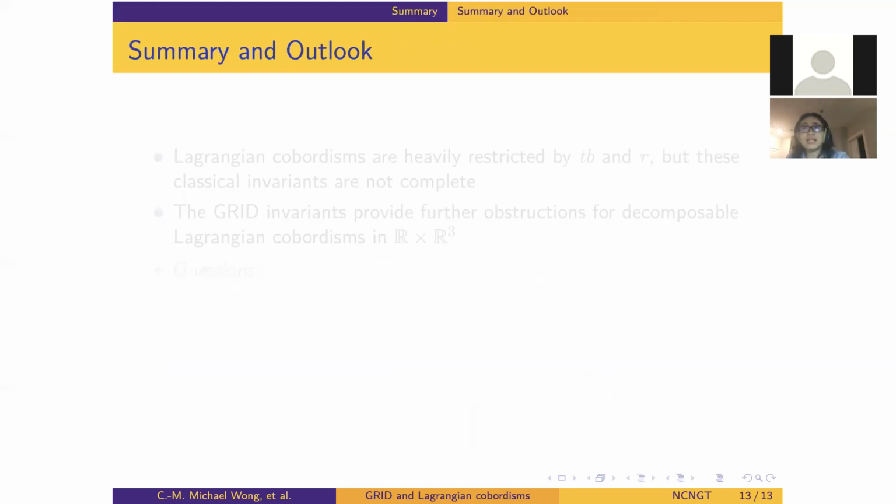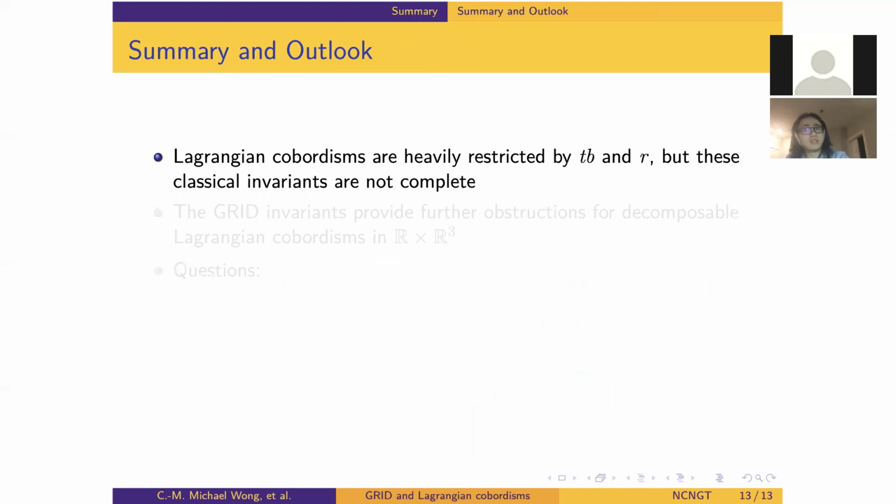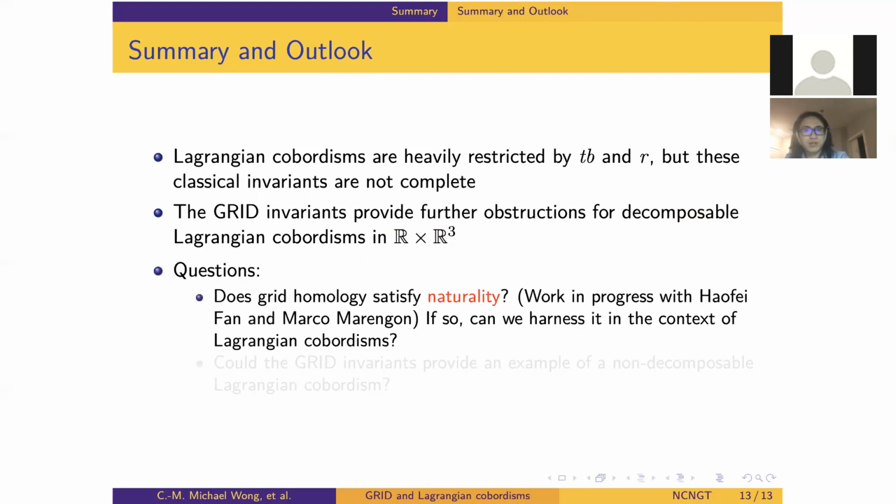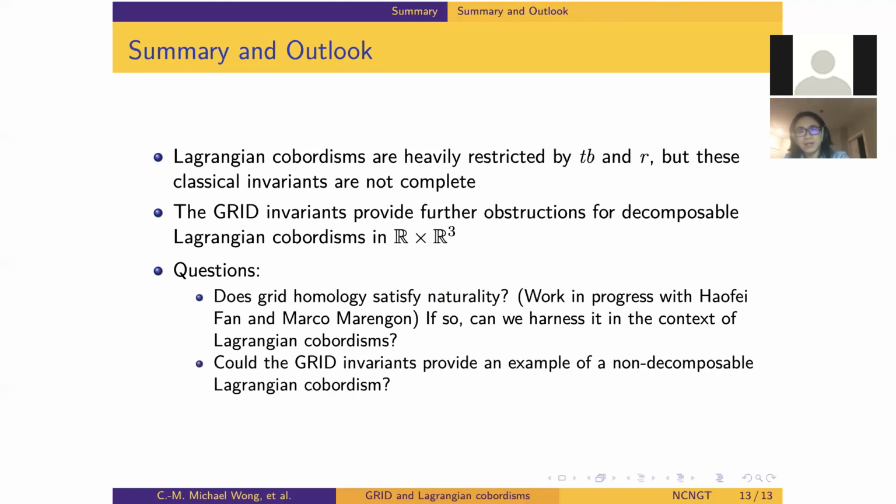And in summary, Lagrangian cobordisms are heavily restricted by TB and r, but these classical invariants are not complete. And we have grid invariants providing further obstructions for decomposable Lagrangian cobordisms in a symplectization. Now, two natural questions are whether grid homology satisfies naturality. And this is work in progress with Haofei Fan and Marco Marengon, and whether we can use this in the context of Lagrangian cobordisms. I think Lenny Ng has some ideas about this.